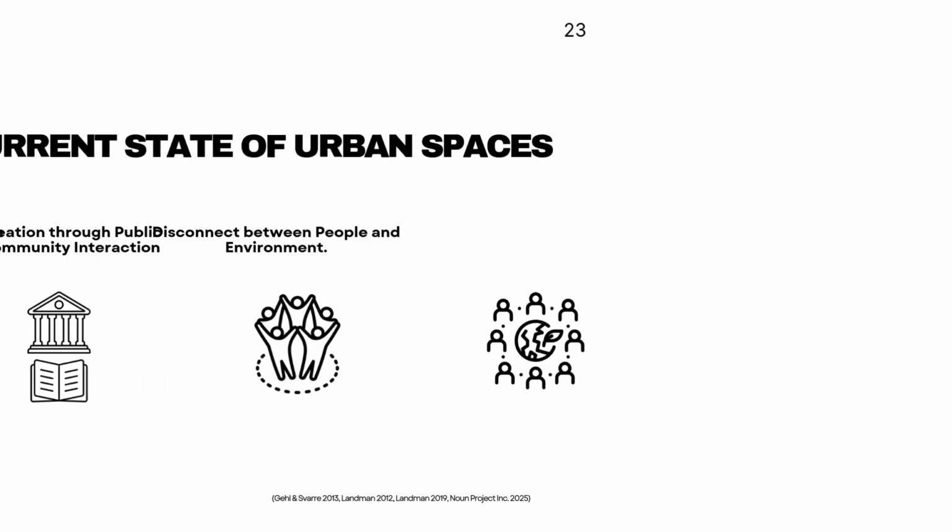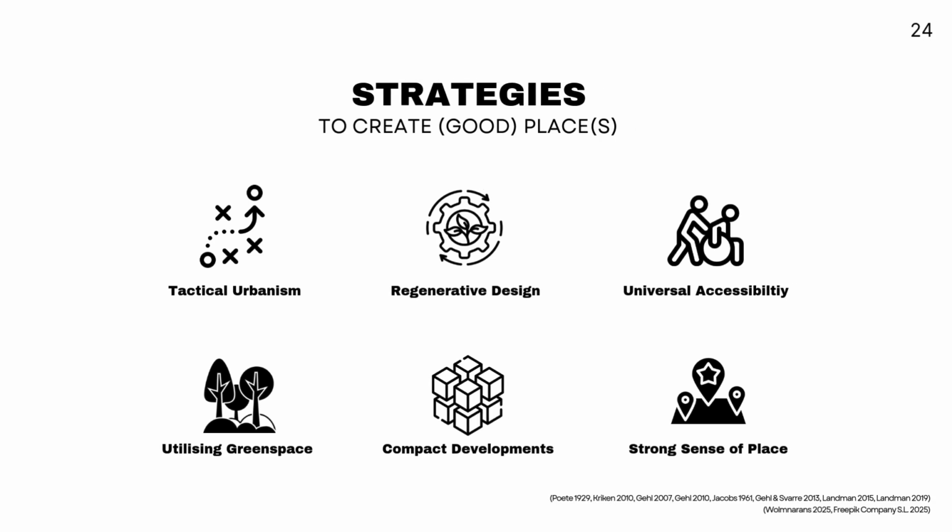However, the literature additionally presents strategies for successful urban planning that blends structure with flexibility and prioritizes human-scaled, connected environments to ensure thriving, livable cities. Strategies for creating good urban environments included tactical urbanism that reactivates underused and declining spaces, regenerative design that supports ecological and social sustainability, and designing with accessibility in mind.